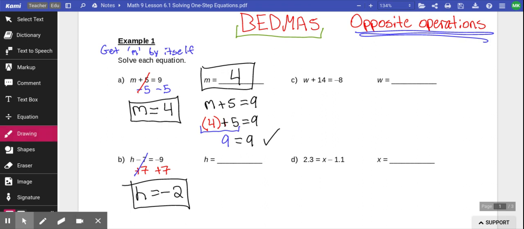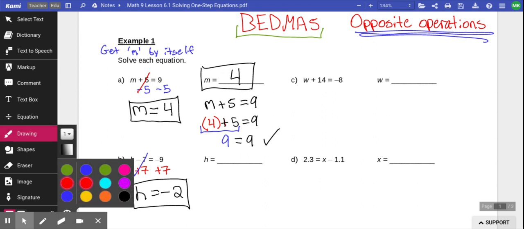All we have to worry about today is opposite operations. All right, if you look at C, my goal is to figure out what W equals. So I have to get W by itself. To do that, I need to move the minus 14. I do that by doing the opposite of plus 14, which would be minus 14. And what I do to one side, I do to the other. That leaves me with W equals negative 8 minus 14 is negative 22. W equals negative 22.